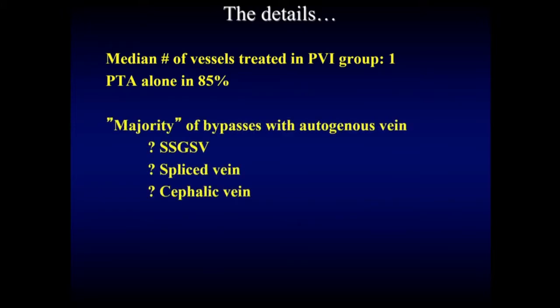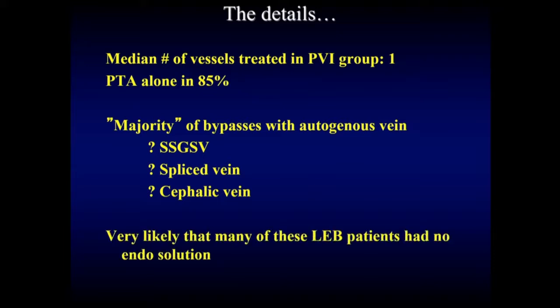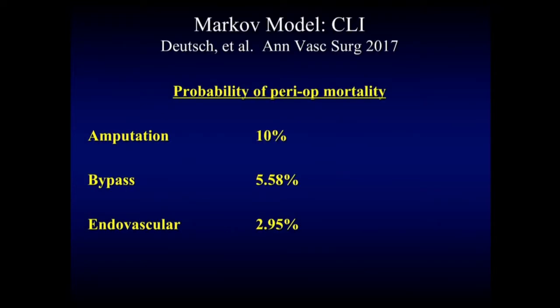The majority of bypasses were with autogenous vein, but was it single segment? Was it splice vein? Was it cephalic vein? And it's likely that many of the bypass patients weren't endo candidates or didn't have an endo solution at the time. So I think that we should actually stop this contrived debate of what's best and say that for each individual patient, there may be a best option. And I think Best CLI is going to help us identify that.